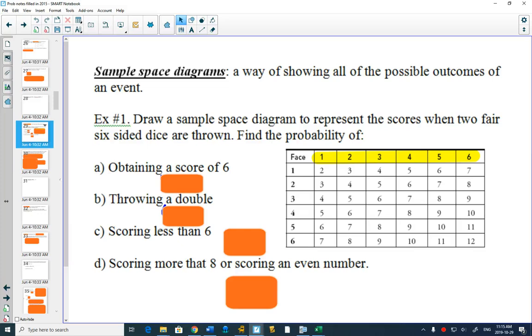I've highlighted one dice in yellow and the other one is not highlighted. It's like imagining I have a red dice, a red and a white one. Now, inside of the red are all the sums that are possible.